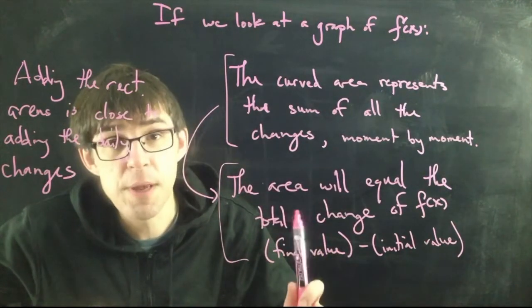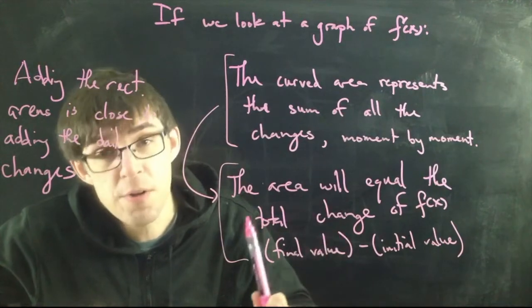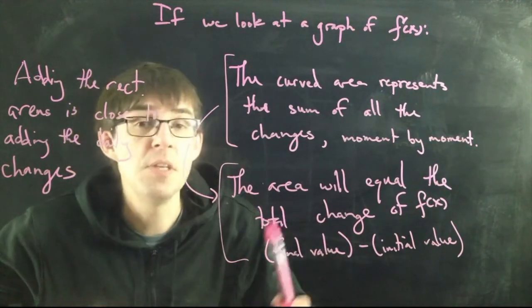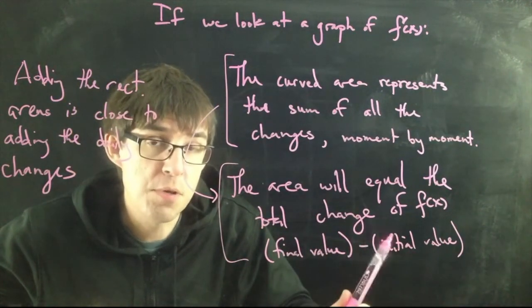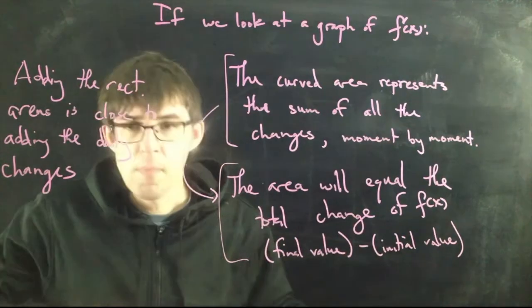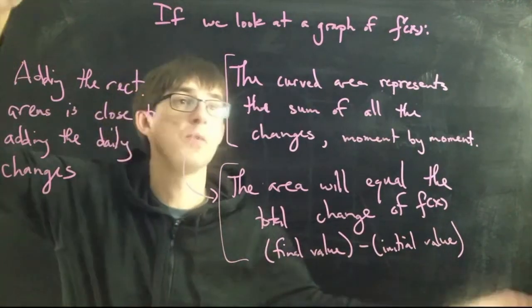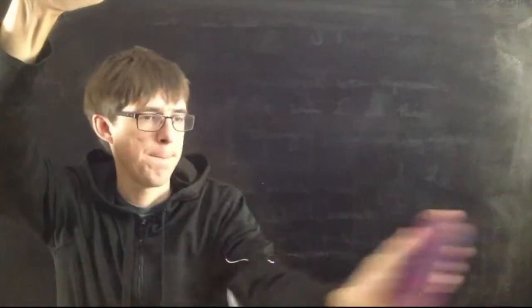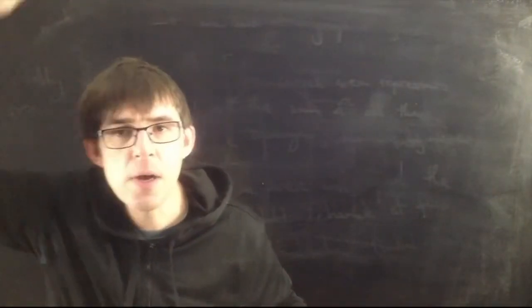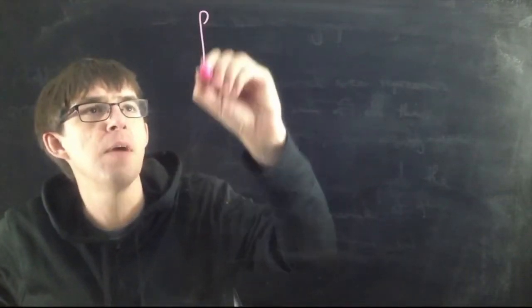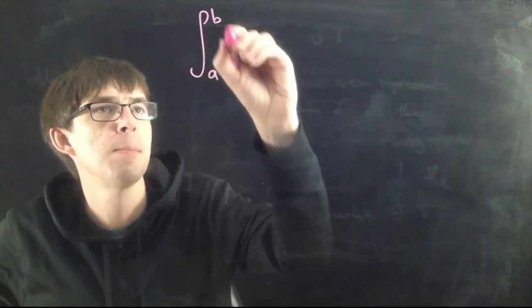This allows us to make a relationship between the area under the curve of the derivative and the total change of the original function f of x. I'm going to write this using symbols, what I just said. I said the area under the curve of the derivative, that would be something like this.